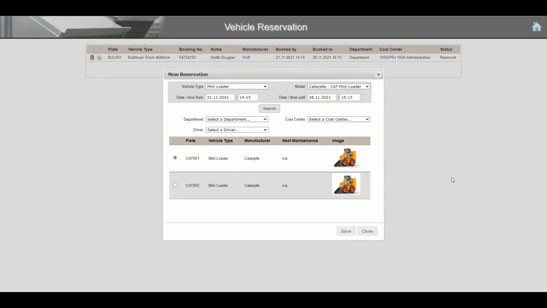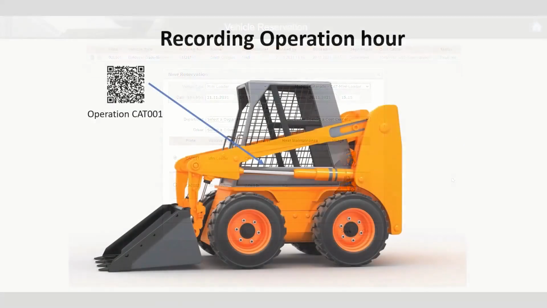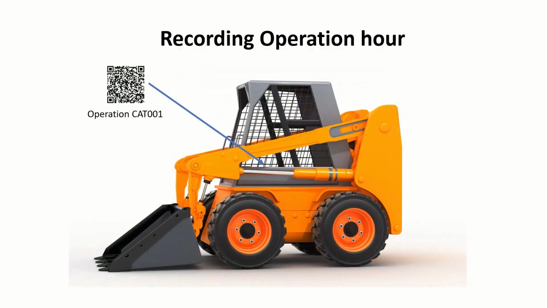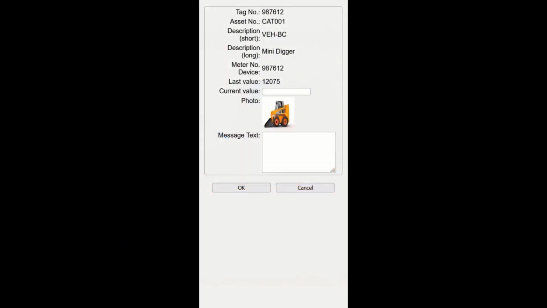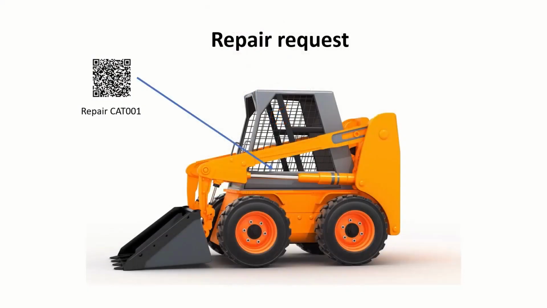In this case, a request for a mini loader. Now, we show how the operator reports the operation hour manually. In case he doesn't use the start and stop option, the operator scans the QR code, which is mounted at the vehicle, to report the operation hour. He enters the value and presses the OK button. The system calculates the cost and checks the maintenance status.